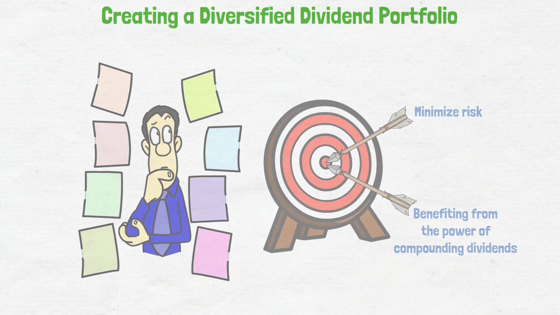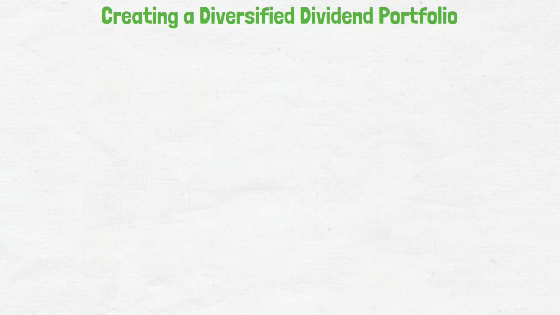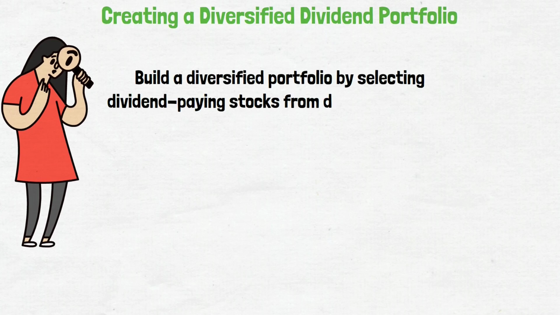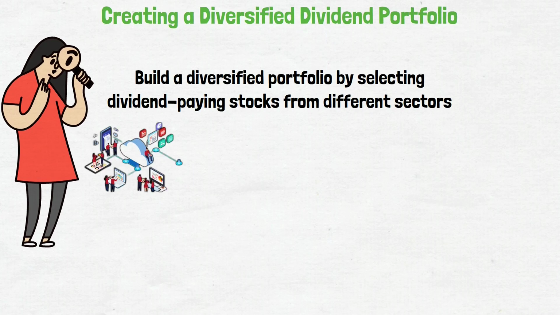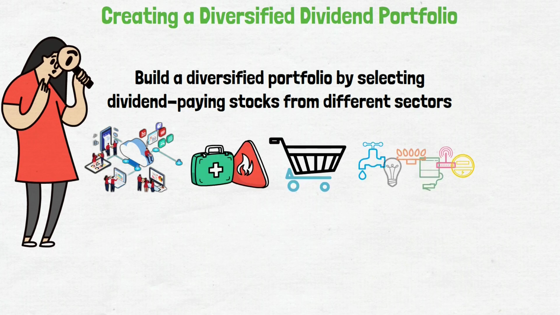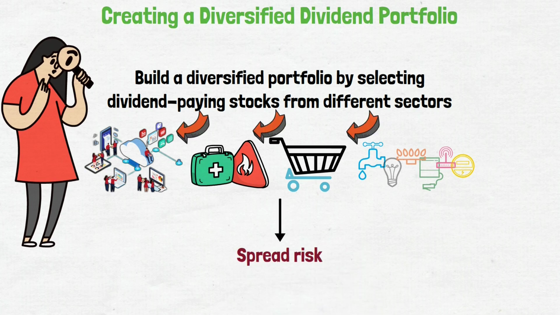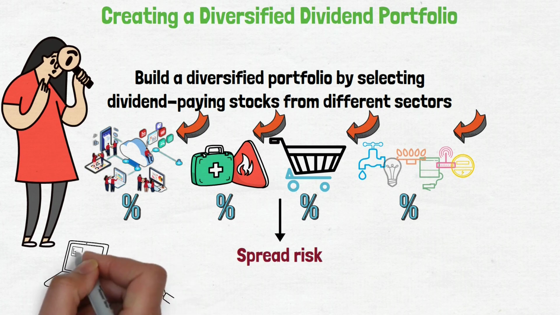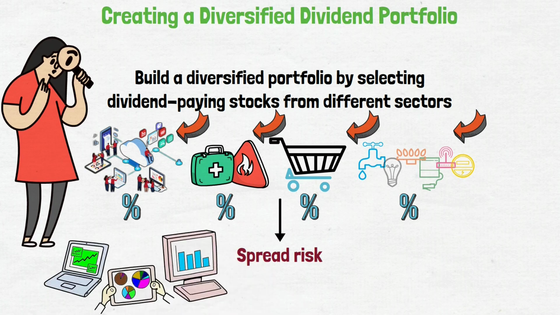To implement this specific dividend snowball strategy, Goldie would need to buy a diversified portfolio by selecting dividend-paying stocks from different sectors, such as technology, healthcare, consumer goods, and utilities. This diversification helps spread risk. She would need to reinvest dividends across the entire portfolio, allocating them proportionally to each stock based on its market value. Whether it's you or Goldie, it will be important to regularly rebalance the portfolio to maintain the desired allocation.